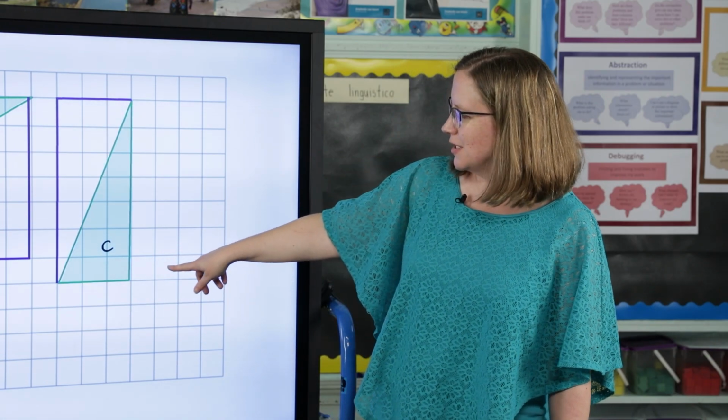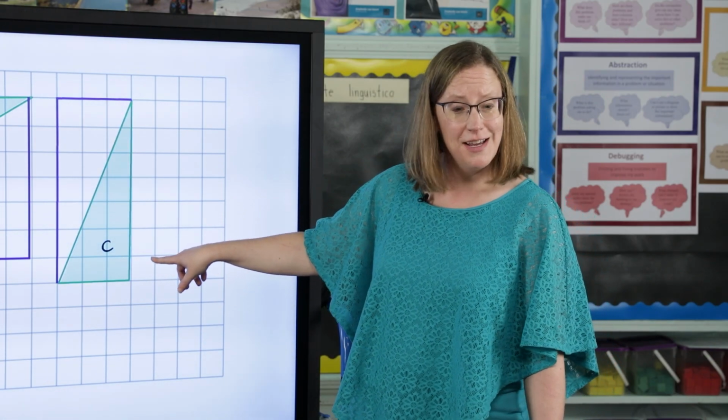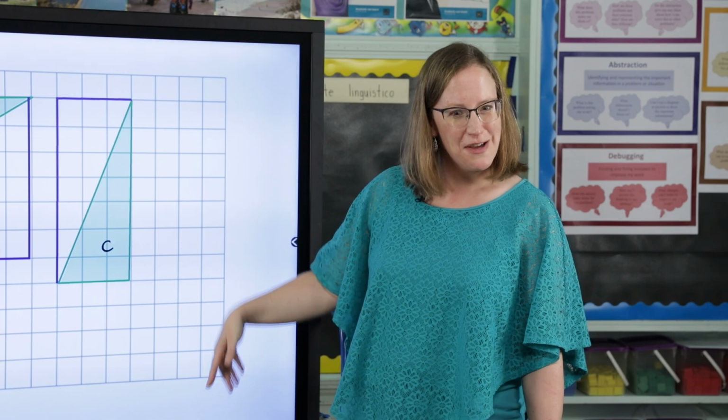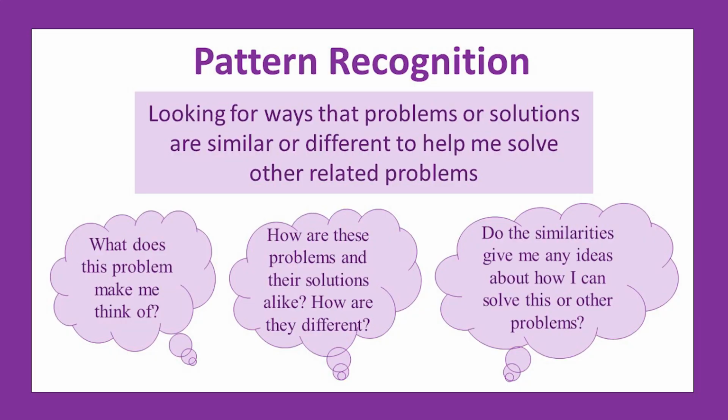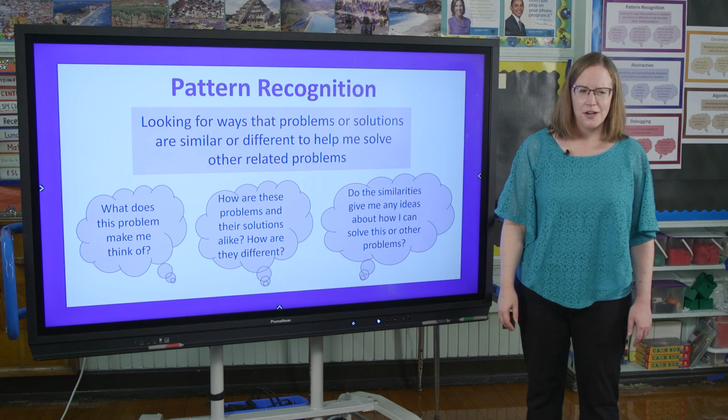And then you also noticed that triangle C had a right angle. It was a right triangle, so you could use the same strategy again. That's a great use of pattern recognition. You notice something similar between the triangles, and you use that to help you understand you could use the same strategy. I wonder if that works for every right triangle. Encouraging students to describe why they took problem-solving steps can help them solidify their thinking.